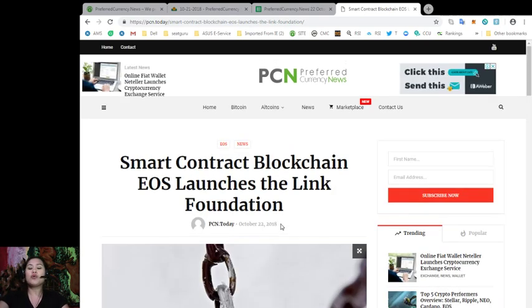Alright guys, do you think EOS launching the Link Foundation makes EOS a more amazing blockchain than ever? Let us know in the comment section below.